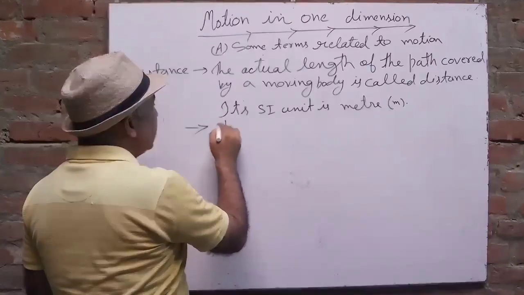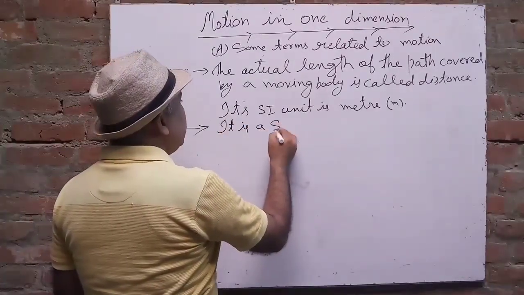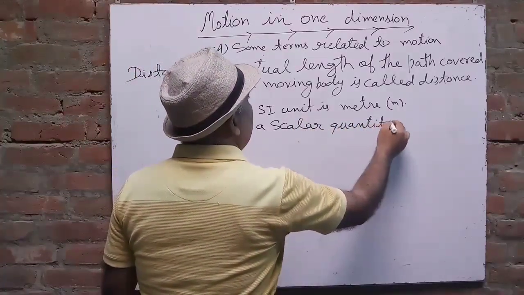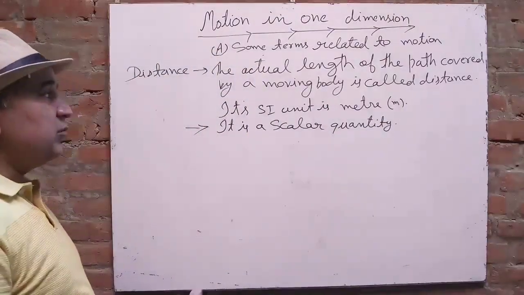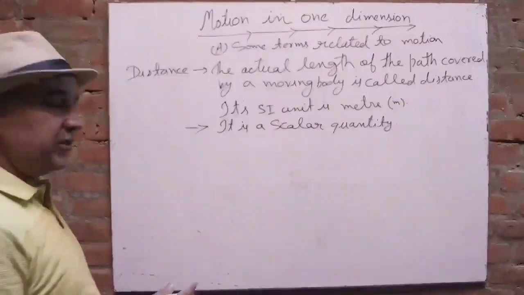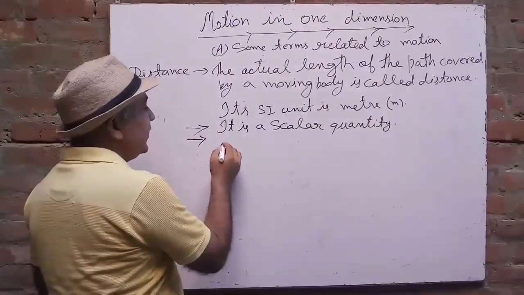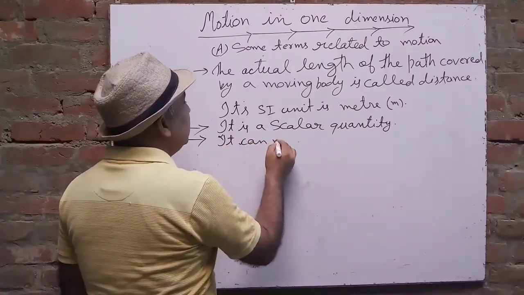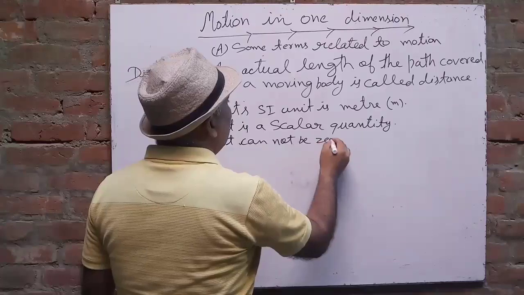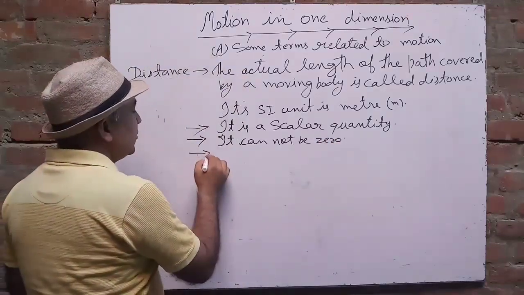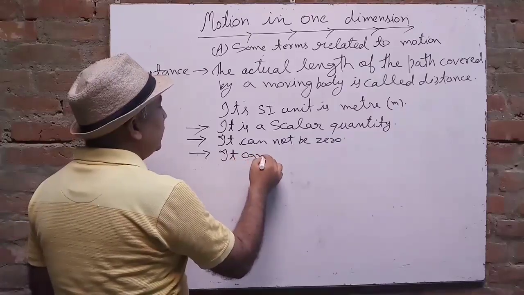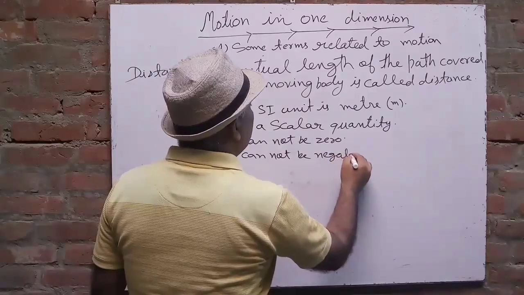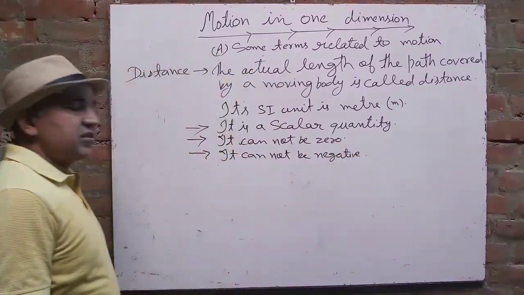Next noted point is, it is a scalar quantity. Distance is a scalar quantity because it requires only magnitude to represent it. And if the body is moving, definitely it will cover some distance. It means it cannot be zero. Yes children, distance cannot be zero, neither can it be negative. Is this clear everybody?